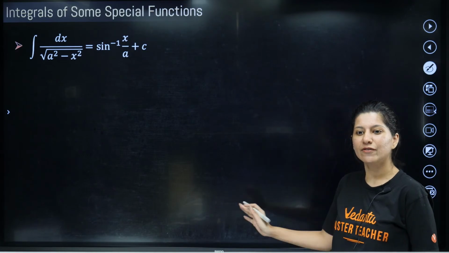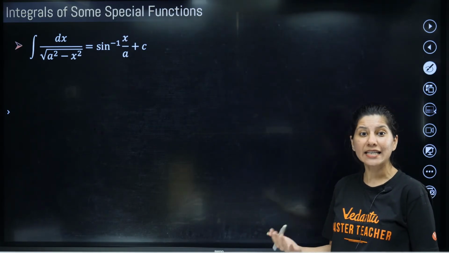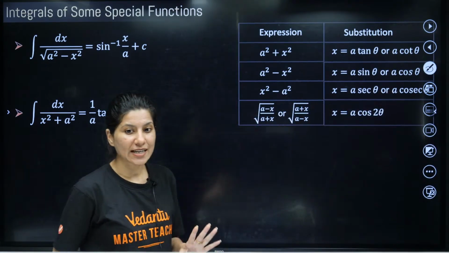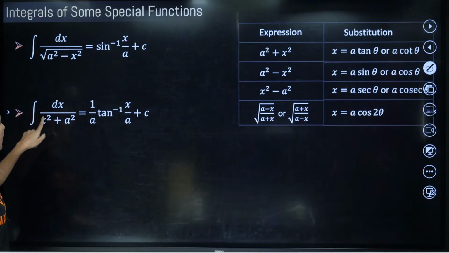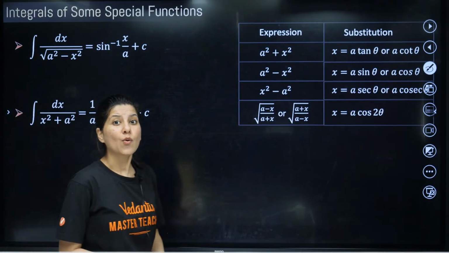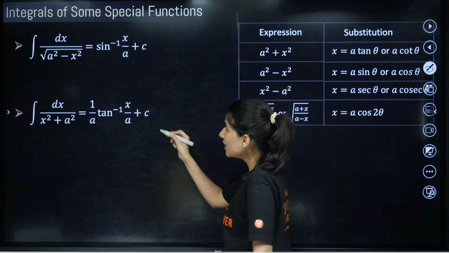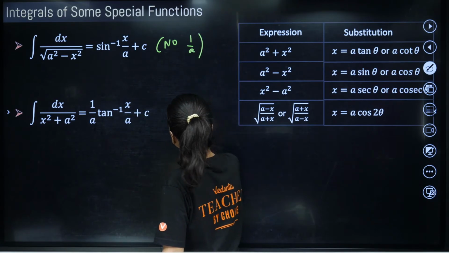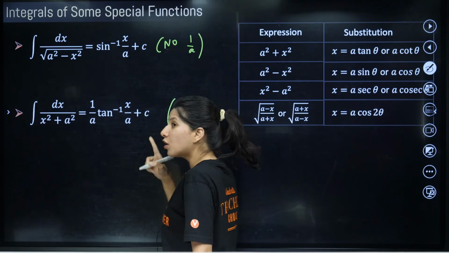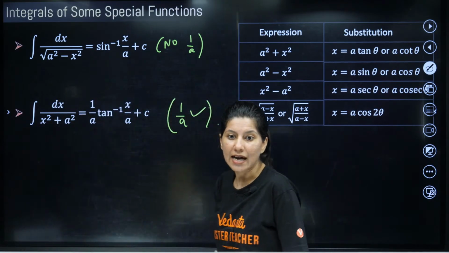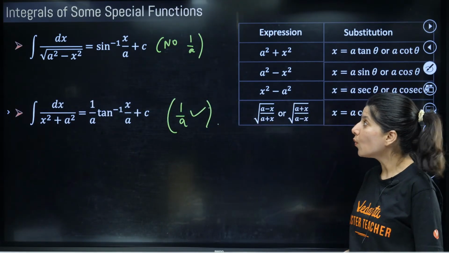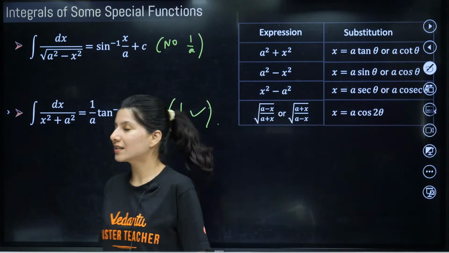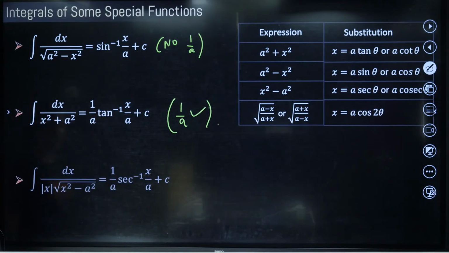Okay. So this is the formula that you have to remember. Next formula is, so substitution, now I'll be just telling you the formula. 1 upon x square plus a square is 1 by a tan inverse x by a. Remember, here there is no 1 by a, but here there is 1 by a. Please do not make this mistake. In sin inverse there is no 1 by a, but in tan inverse there is 1 by a. So 1 upon x square plus a square will be 1 by a tan inverse x by a.